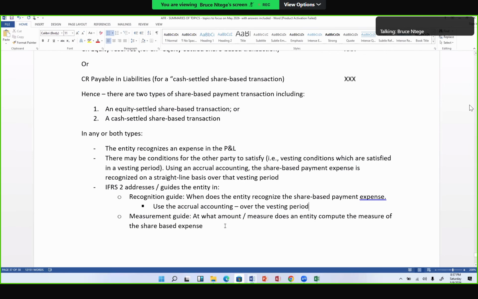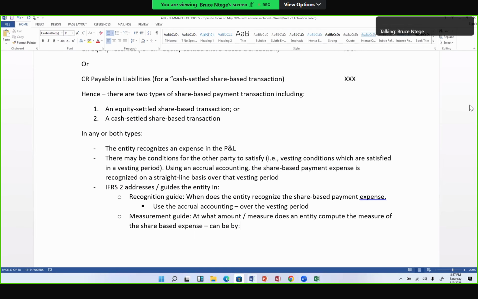The measurement guide could be either the direct measurement method or the indirect measurement method. Usually in the exam, it's going to be the indirect measurement method. But how do we know, or when do we use the direct?